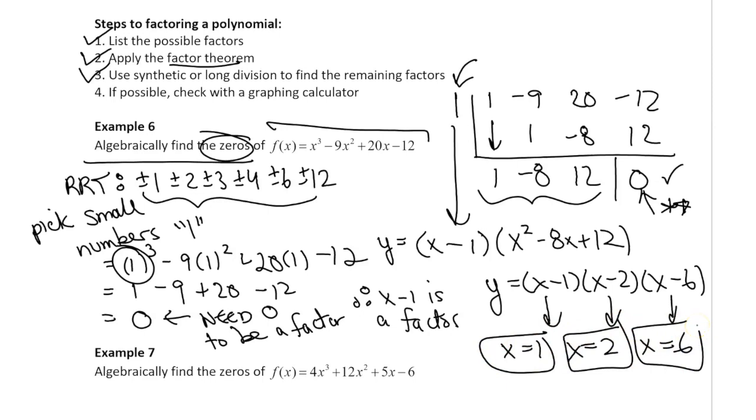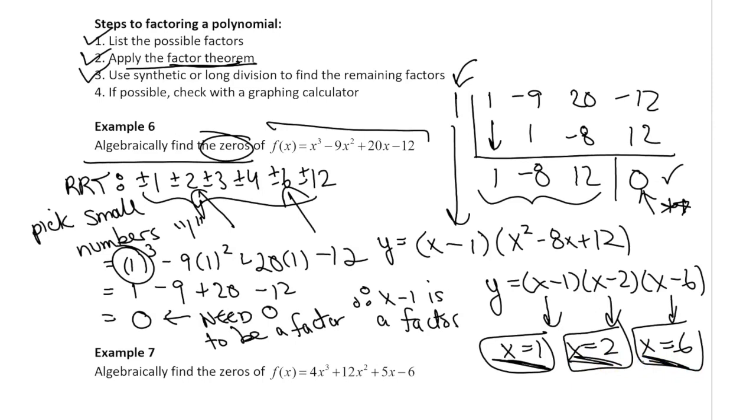So it's interesting to note right here that we chose 1 to begin with in our test of the factor theorem. But if we had picked positive 2, which is one of the rational root theorem numbers to test, or positive 6, we still would have had a chance to do the same process and come up with the exact same solution. So these are our 3 solutions.